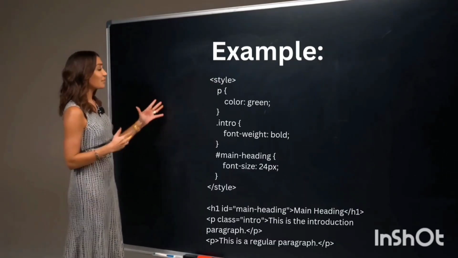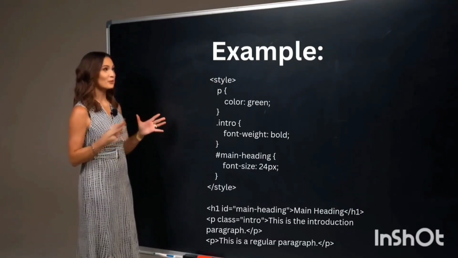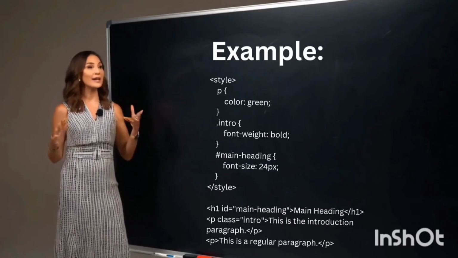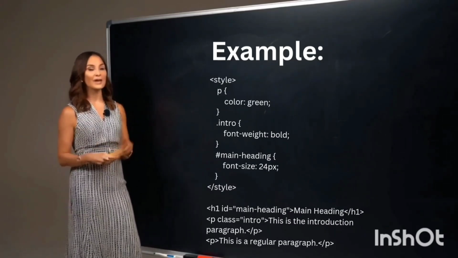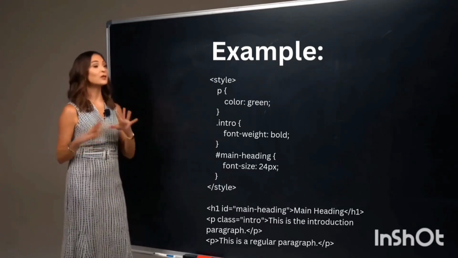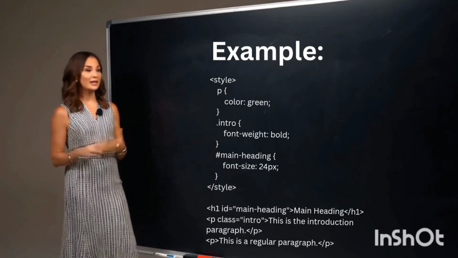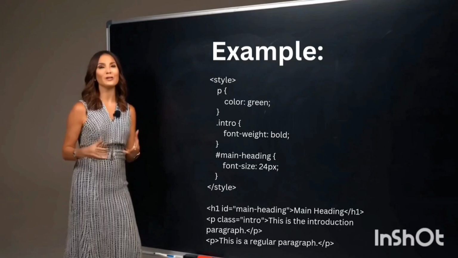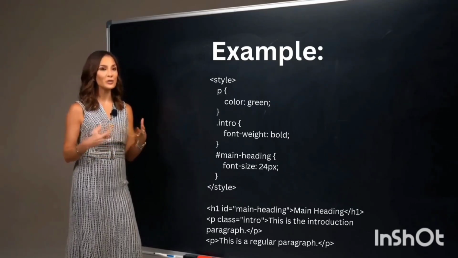Let's see the example here. We declared 3 types of selector here. The first we declared for the element level, the p tag. Second, we declared .intro. It means the selector is a class. And third, #main-heading. It means the selector is an ID. The ID has more specificity.